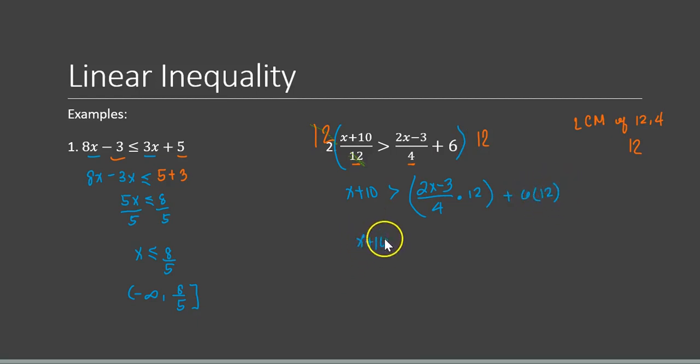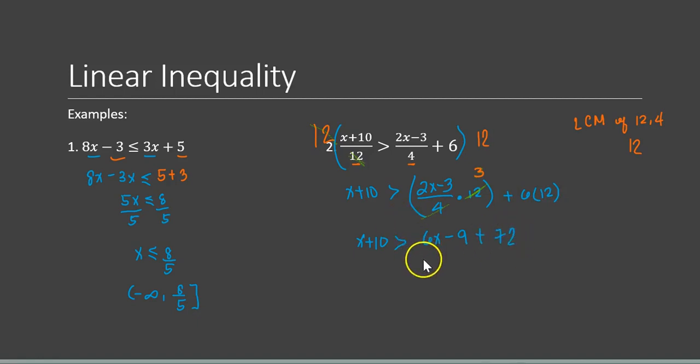I'll just copy the left side. And you will see here that you can simplify 4. 12 divided by 4 is just 3. So instead of multiplying this, you multiply by 3. Don't forget to distribute 3. So that's 3 times 2, 6x. 3 times 3, minus 9. And then the constant here, 6 times 12, that will be 72.